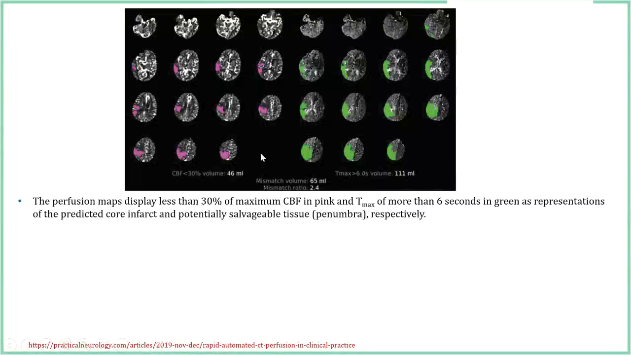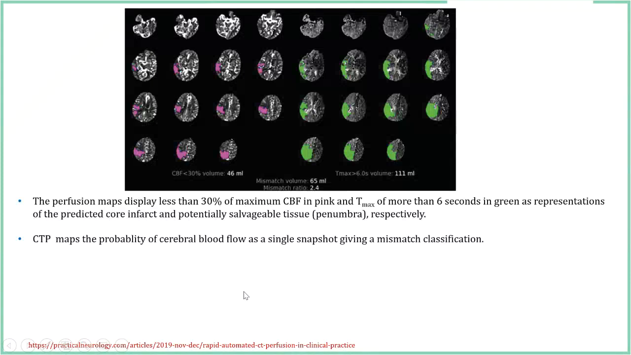Before that, I want to discuss the basics of the CTP. As we can see in this figure, the red area has been mapped as the irreversibly damaged area of the CTP, which shows less than 30% of the blood flow. The green area has been mapped as a hypoperfused area where the Tmax is greater than 6 seconds. And the difference between these two areas is the penumbra. That's how the CTP maps the ischemic core and penumbra and gives a mismatch ratio.